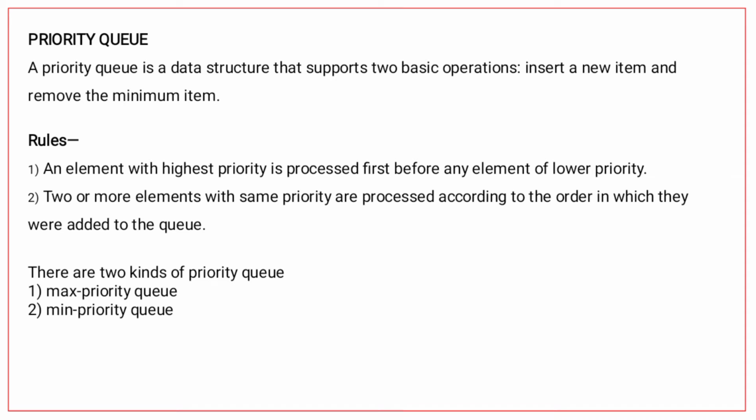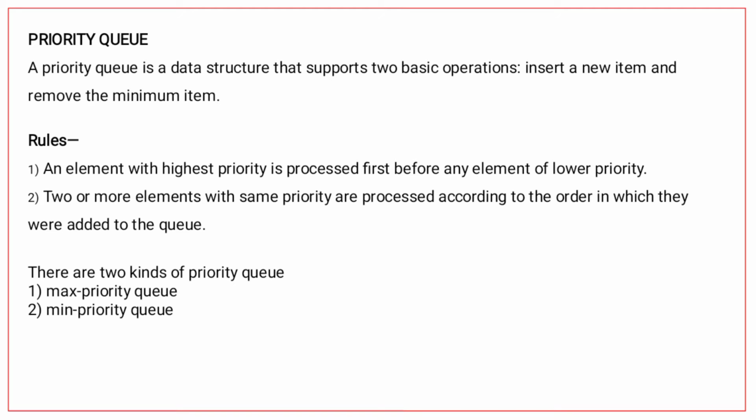Number one, an element with highest priority is processed first before any element of lower priority. Second rule, two or more elements with same priority are processed according to the order in which they were added to the queue.